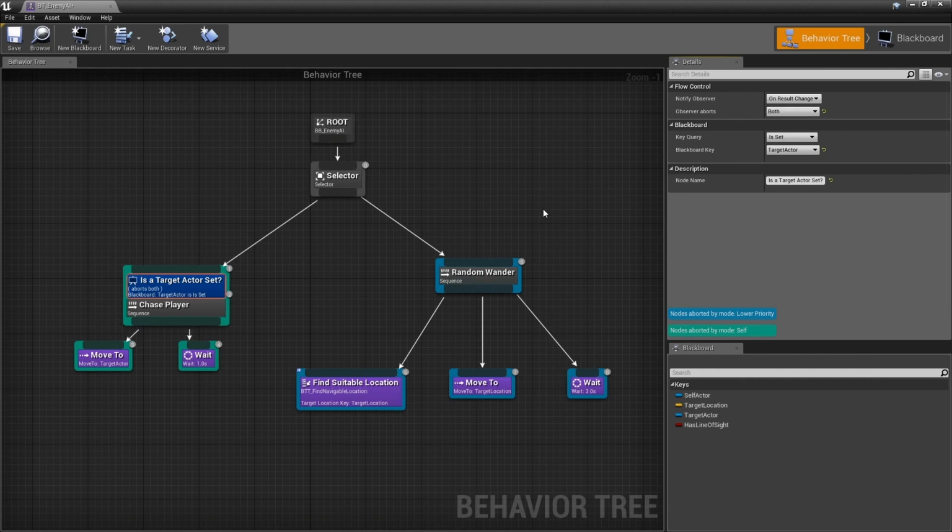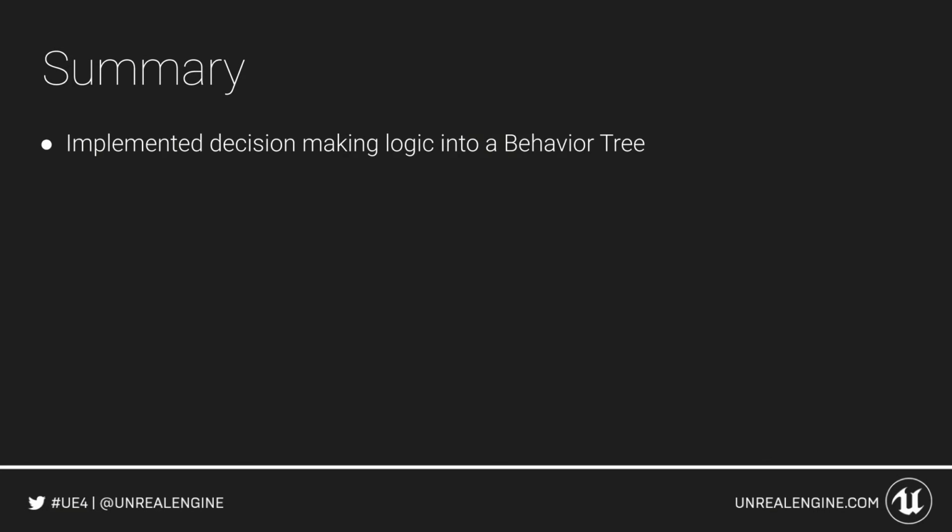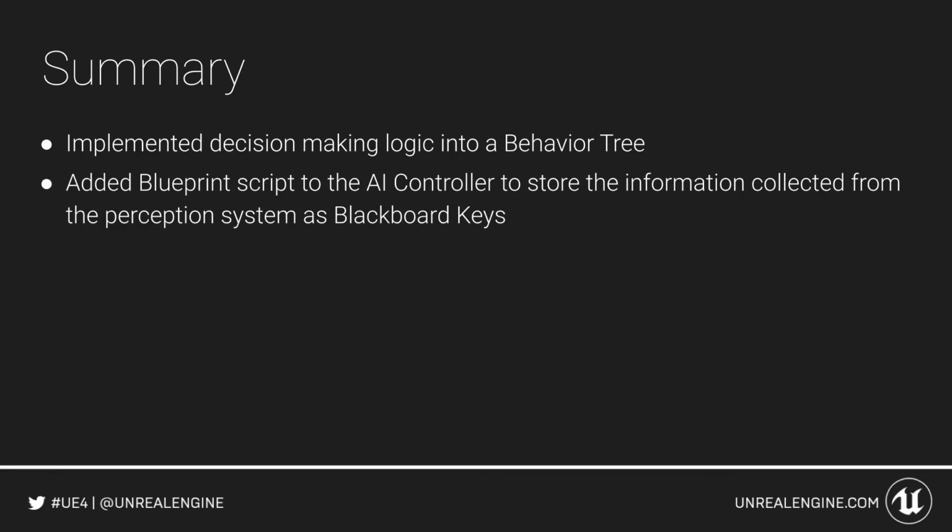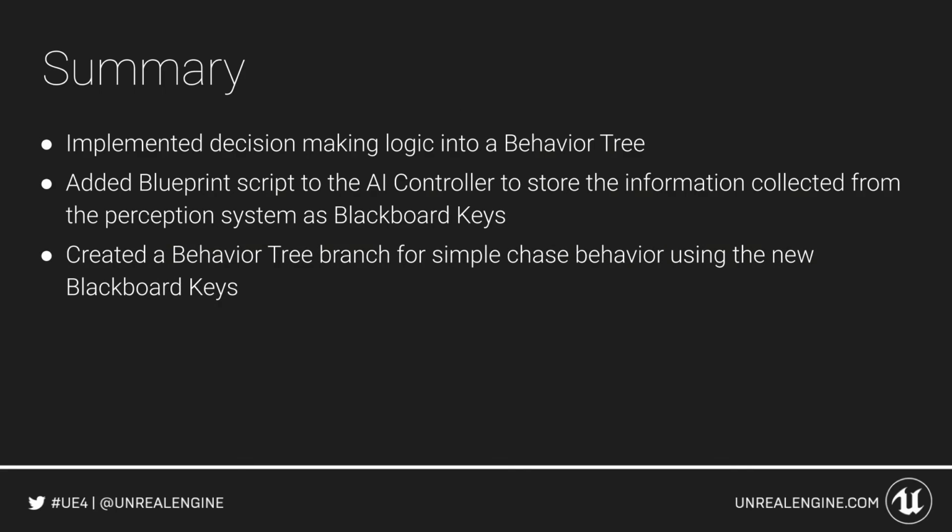With our new behavior tree configured, we're now finished with the behavior tree editor. We can save the tree and close the window. In this video, we implemented the very first decision-making logic into our behavior tree. We added some blueprint script to our AI controller in order to store the information we had collected from the perception system as Blackboard keys. We then created another branch within the tree, creating a simple chase behavior using these new Blackboard keys.